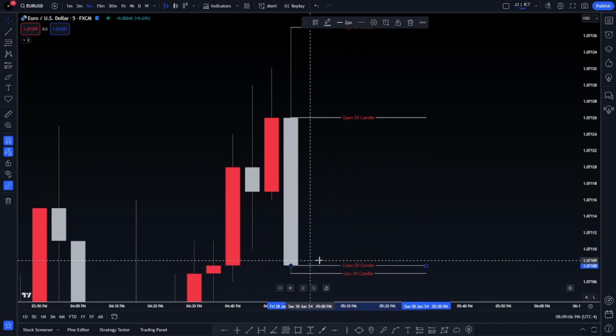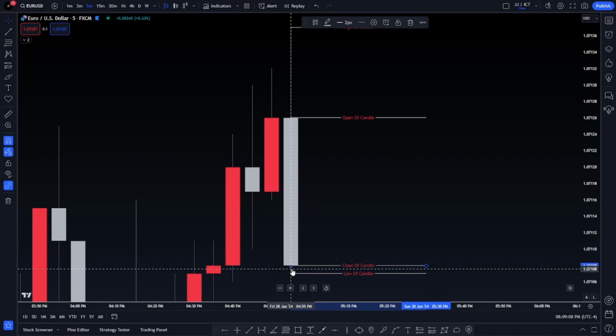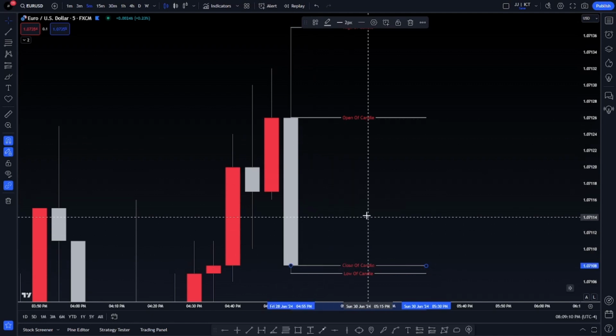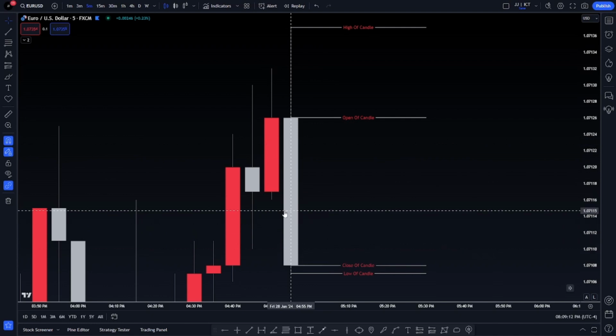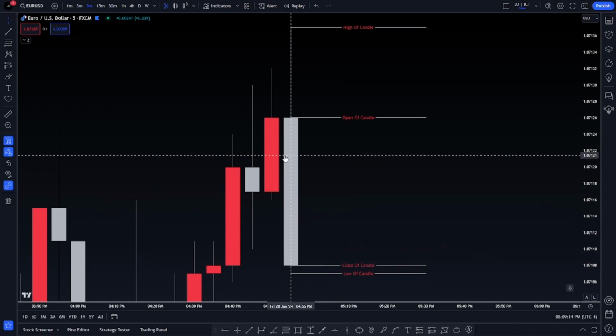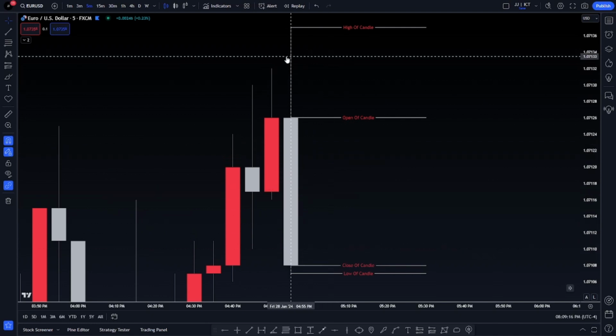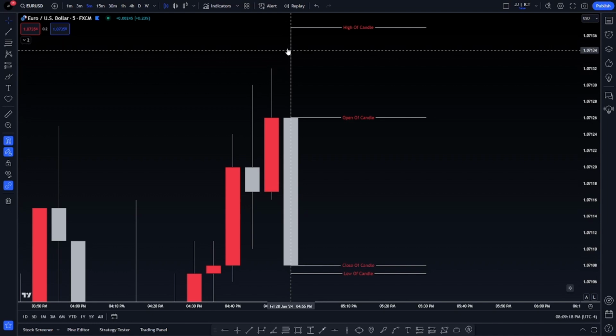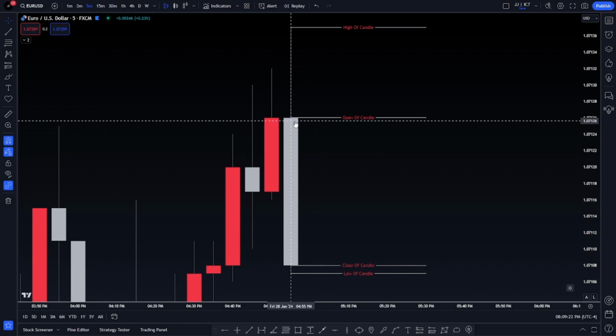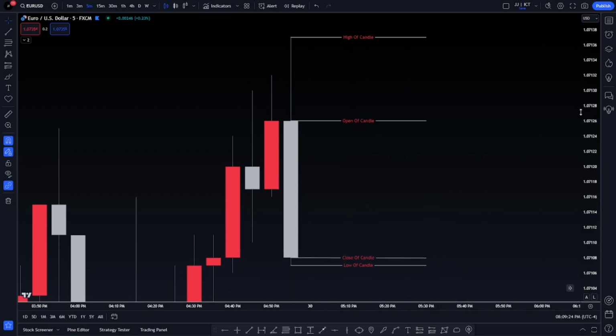So the close is at this price, which is the actual body. The open and close are the bodies. Those are the bodies. And this is within the body. So the body will be the actual thick part of it, if you want to say it like that, the thick part, and then the thin parts are the wicks. So the thin parts form the high and low of the candle, while the bodies form the open and close. Or the open and close form the body.